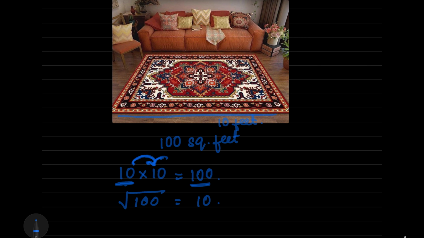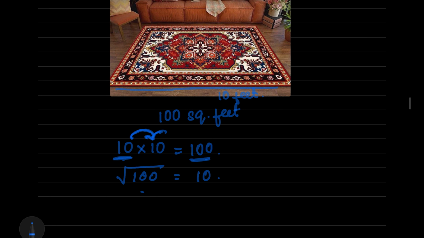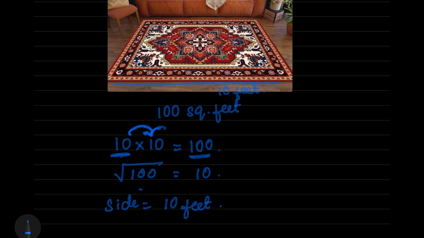So 10 is the square root of 100. And here each side is equal to 10 feet. Now we'll take another example.